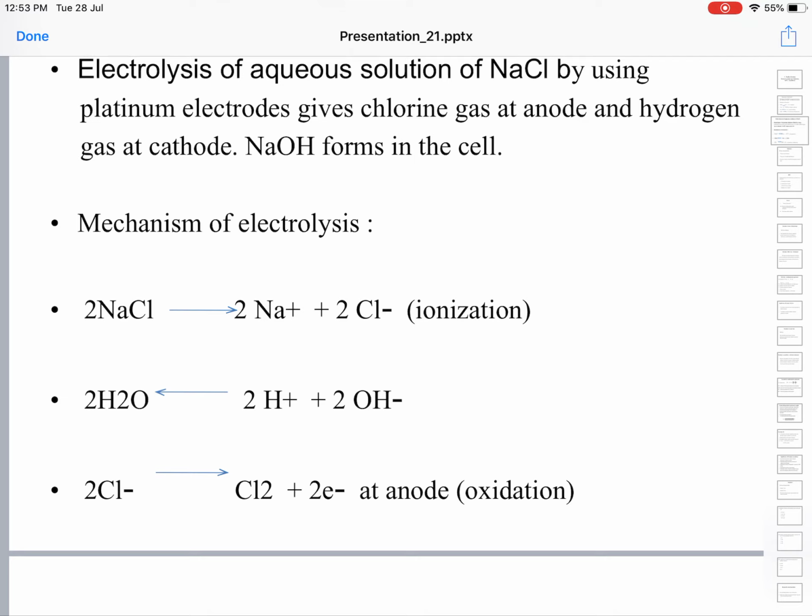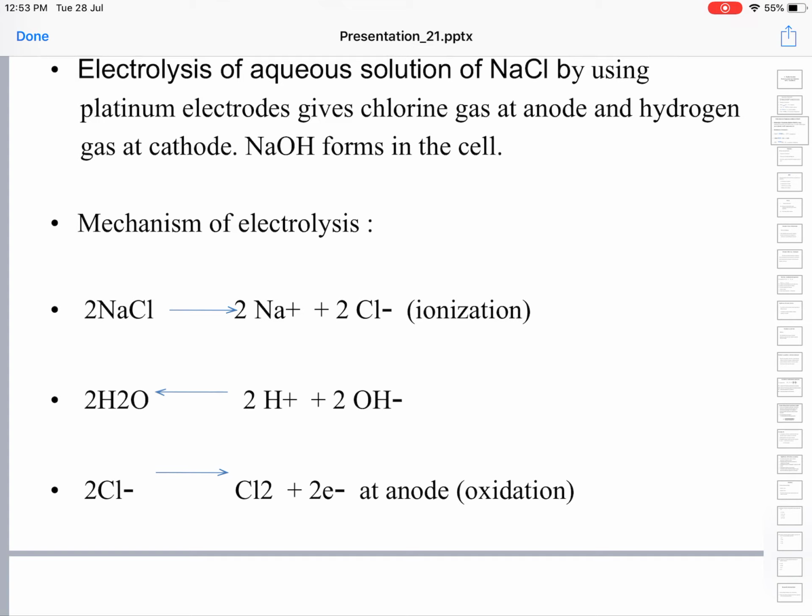That depends upon the discharge potential: the discharge potential of sodium, of H plus ion, of Cl minus ion, and of OH minus ion. The general rule is this: when two or more ions compete for discharging at the electrode during electrolysis, the ion with a lower discharge potential will be liberated at the electrode.